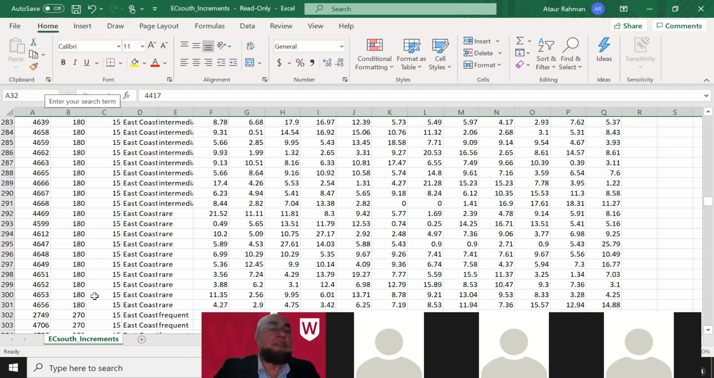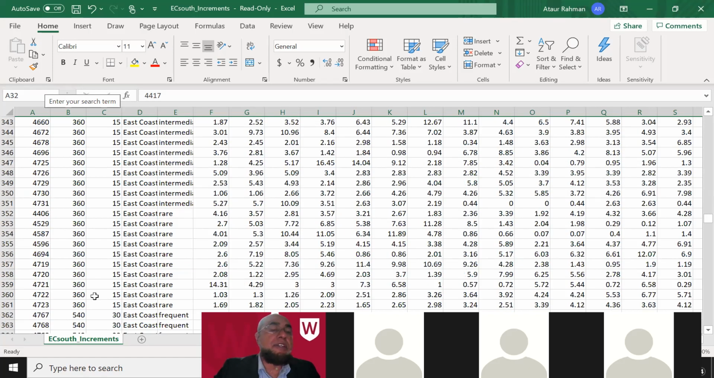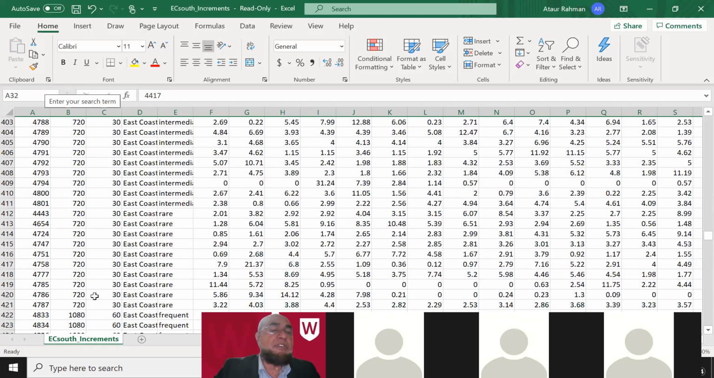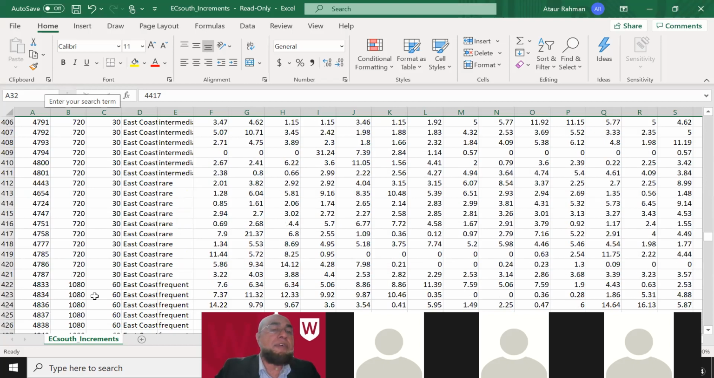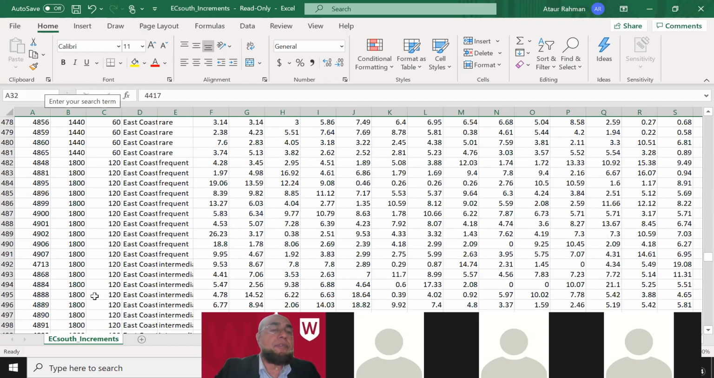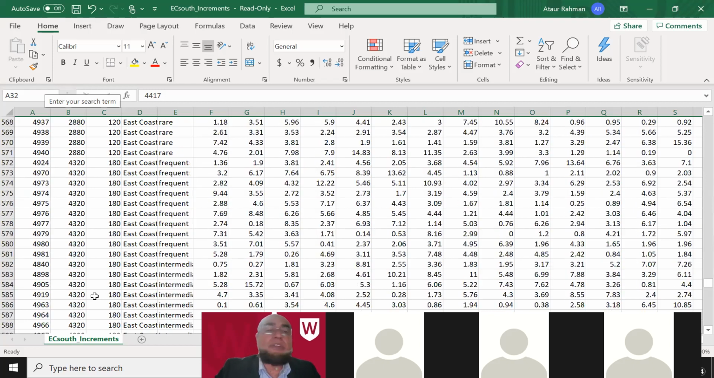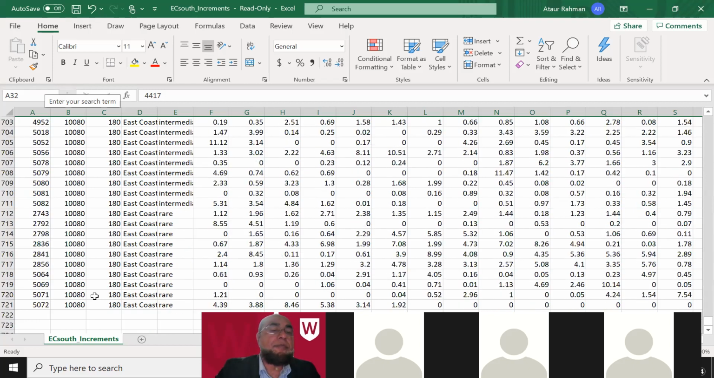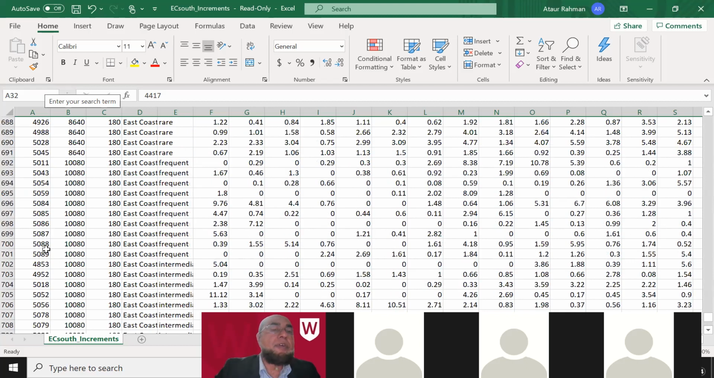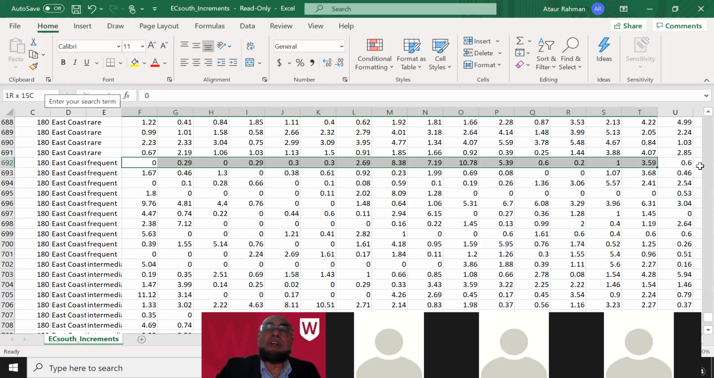If you go more than 360 minutes, you see it has gone up to 10,080 minutes. And in that case, you will see that it has a lot of increments, 180 increments. So this data will be quite long.